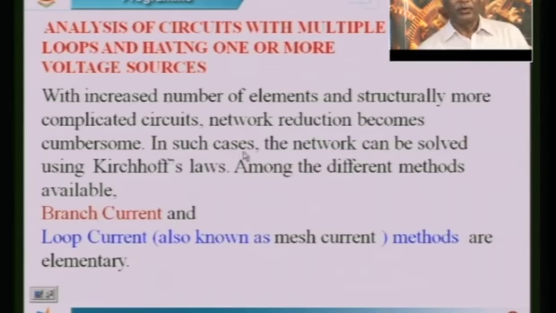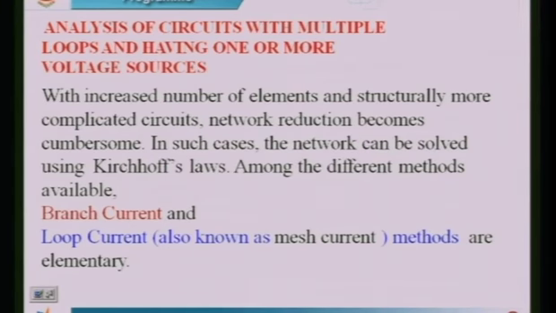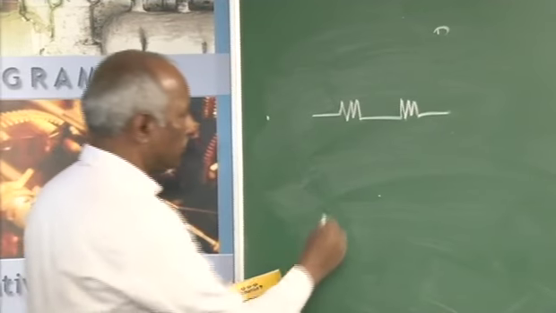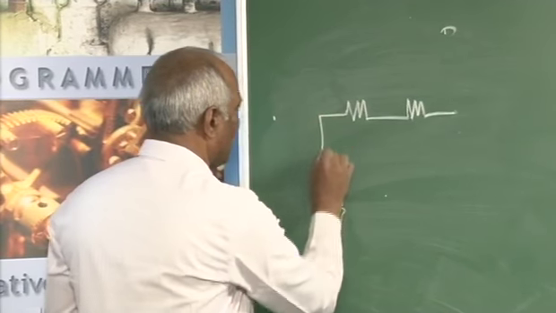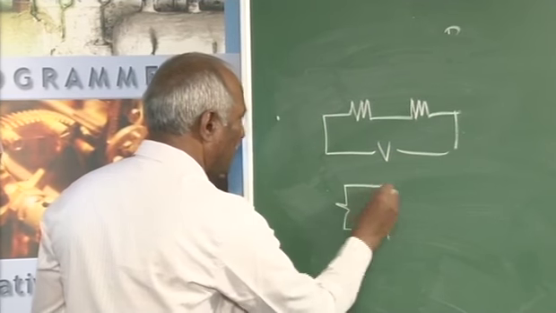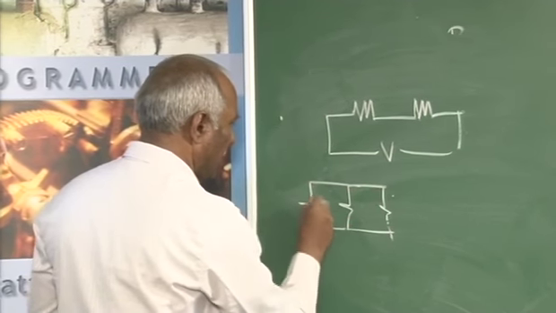Analysis of circuits using multiple loops. So when the circuits are not connected in series or parallel, what happens? In that respect, these two are in series across a voltage source, and these two are in parallel across this.